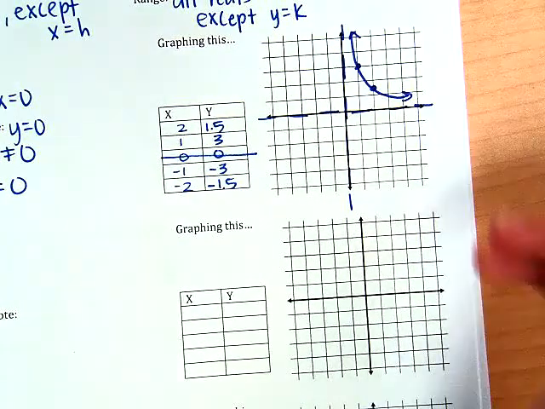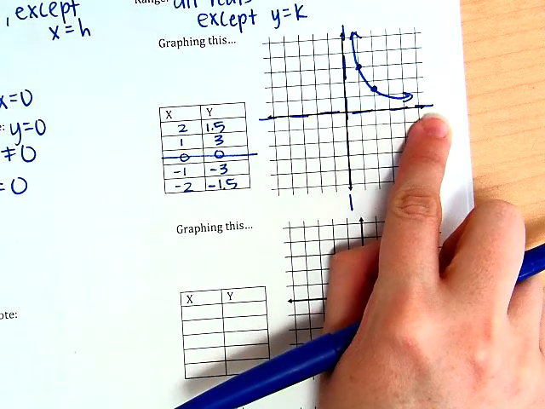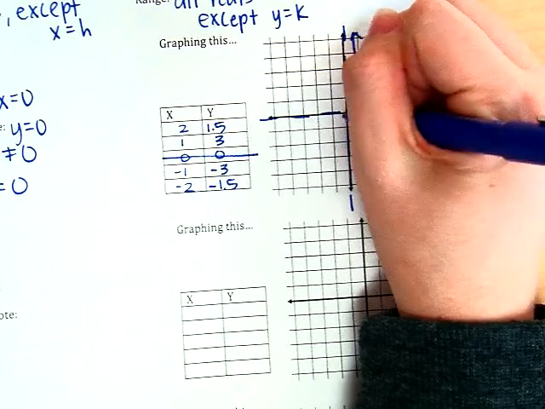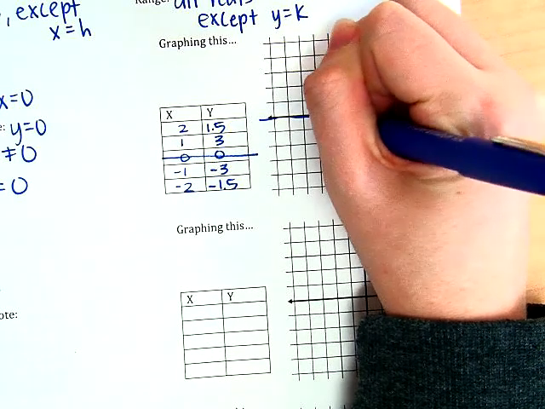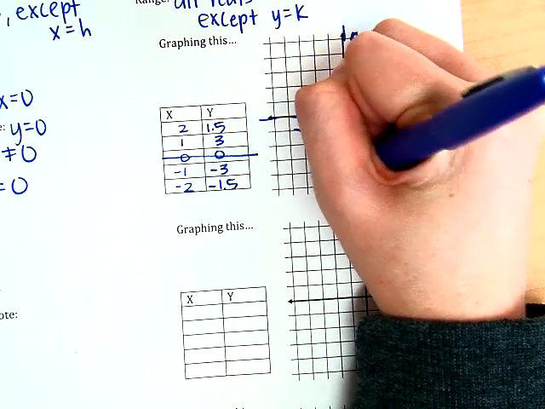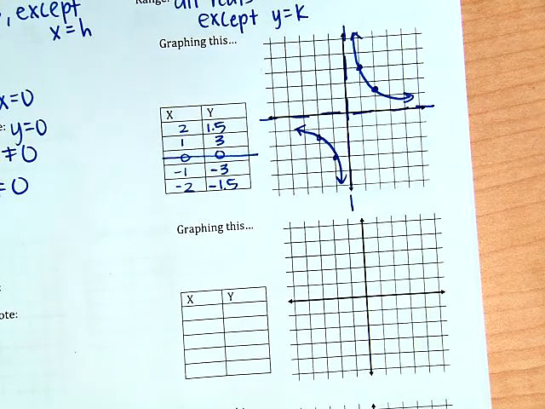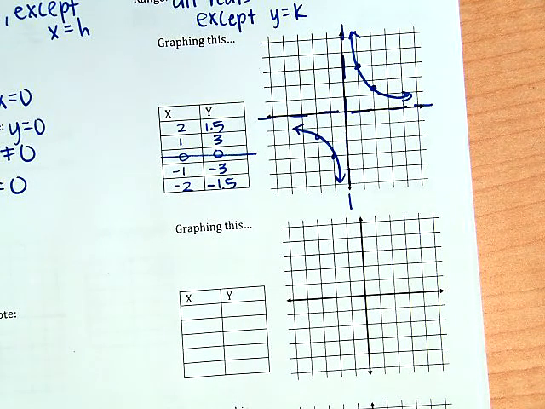It swings down like this, runs right along the asymptote but doesn't cross it. My other half is on the other side, -1, -3, -2, -1.5, runs right along like that. There's your graphing of a rational function.